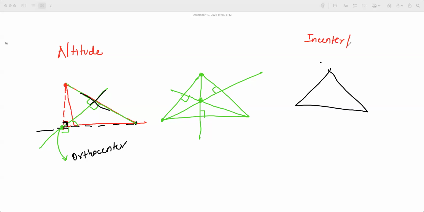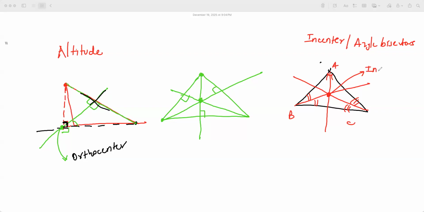Incenter and angle bisectors. Do you know what they are? I draw the angle bisectors of these. Angle bisector means this is equal to this, this is equal to this, and then this is equal to this. That's what it means, right? So the point of concurrency of the angle bisectors is called the incenter. You know why it is called that? We described the circumcenter, right?